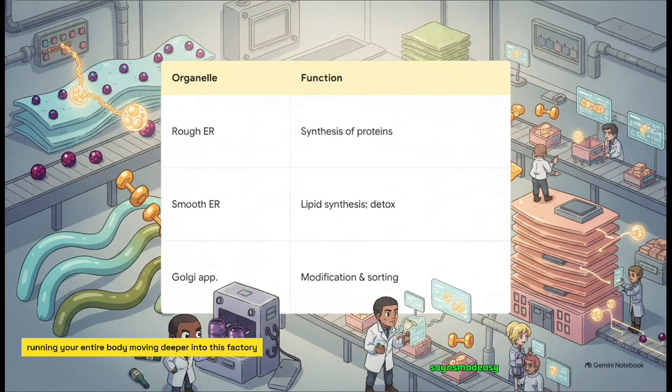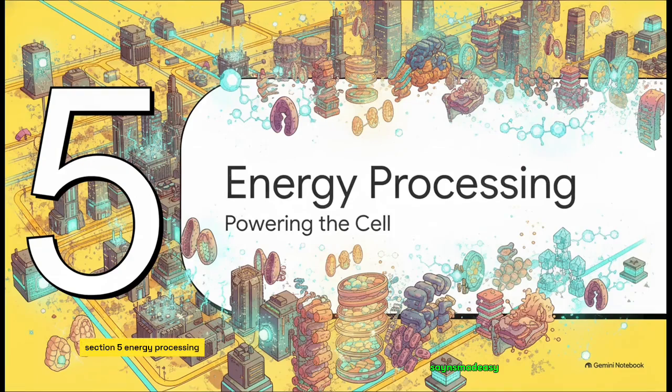Moving deeper into this factory, the endomembrane system takes over. You have the rough ER, which gets its name because it's studded with ribosomes, acting as the manufacturing floor for membranes and secretory proteins. Then there's the smooth ER. It processes lipids and breaks down harmful substances. Actually, your liver cells are absolutely packed with smooth ER, specifically to detoxify things like alcohol. Finally, the Golgi apparatus functions as the ultimate finishing factory and molecular warehouse, modifying, sorting, and shipping products exactly where they need to go.